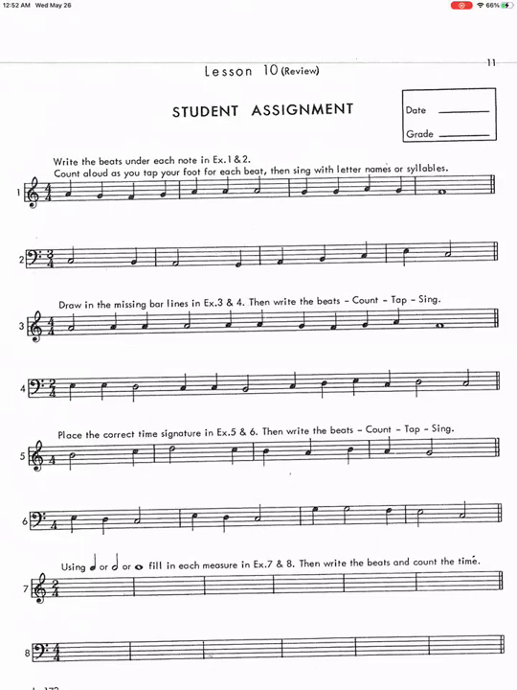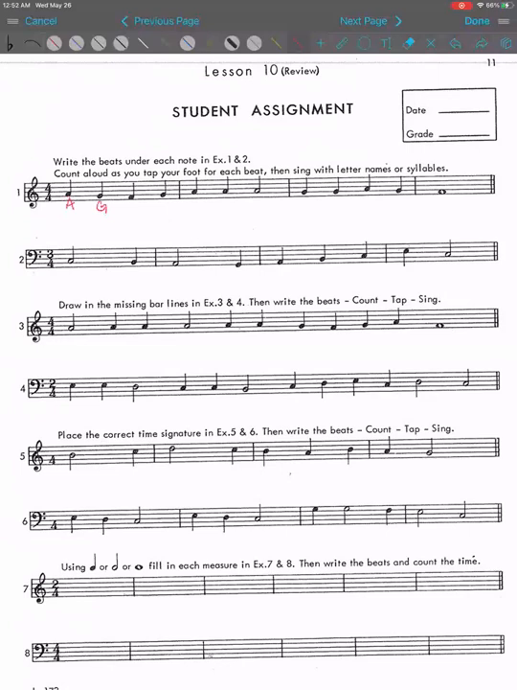So it's A, G, F, G, A, G, G, A, G, F. The beats will be 1, 2, 3, 4, 1, 2, 3-4, because it's a half note. And then 1, 2, 3, 4, and then 1-2-3-4.